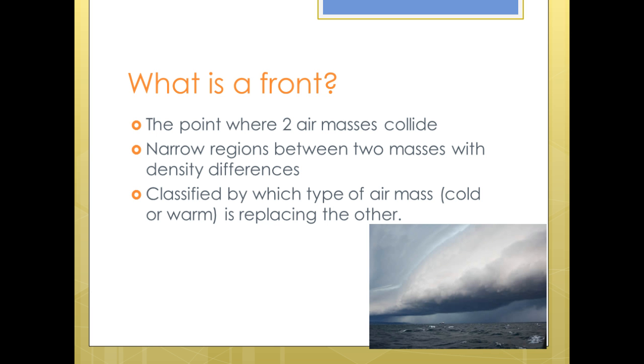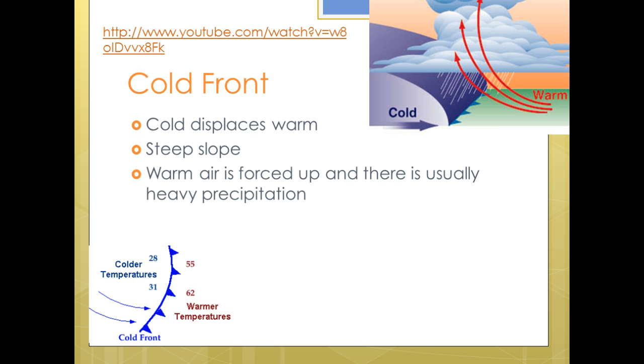All fronts are classified by the type of air mass that is replacing. So if there's a warm and a cold and the cold one's replacing, it's going to be called a cold front. If there's a warm and a cold and the warm is doing the replacing, it's going to be called a warm front. So for a cold front, we have cold displacing warm. Remember, they're named for what does the displacing. In this case, it's the cold.